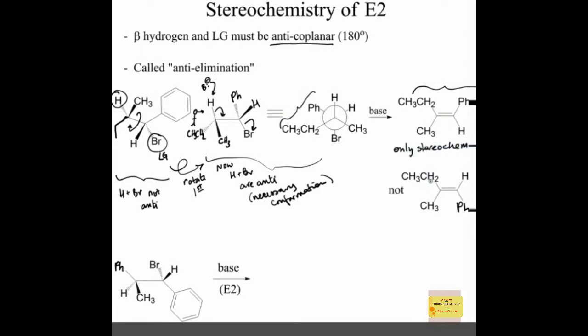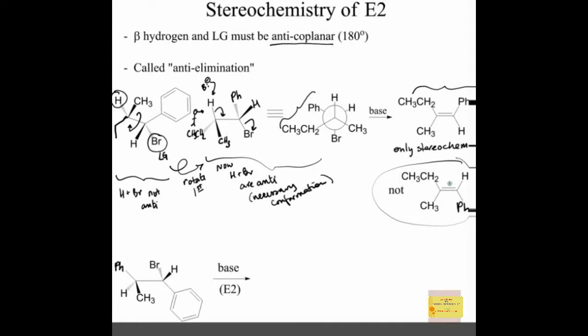In other words, we're not getting this possibility where the ethyl and the hydrogen are on the same side. This product would arise from a different conformation and one that does not have the hydrogen and the bromine anti originally. So let's try another example.